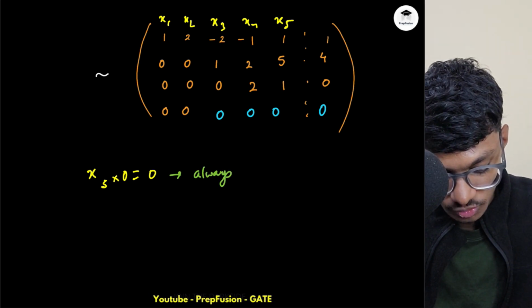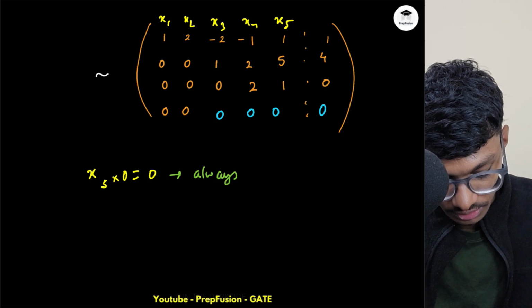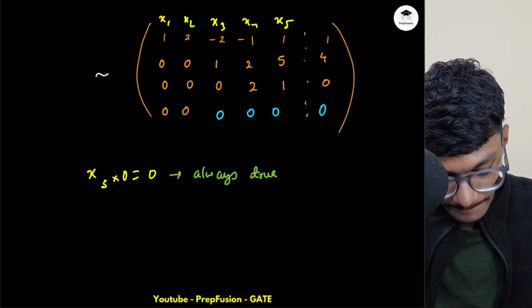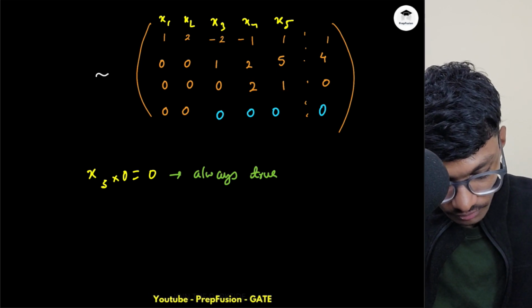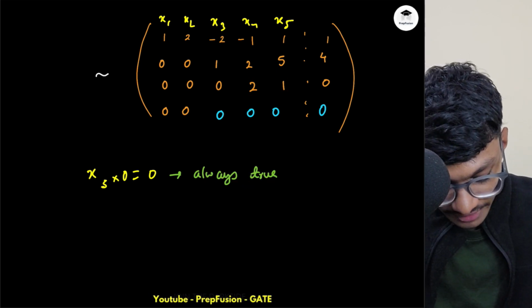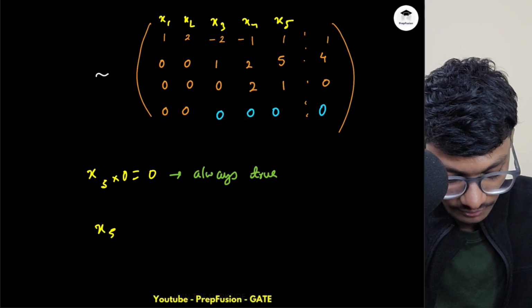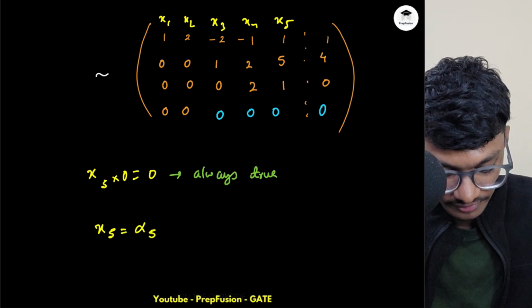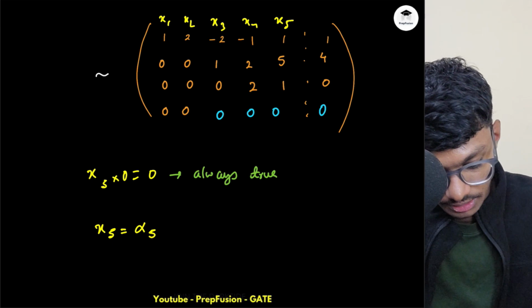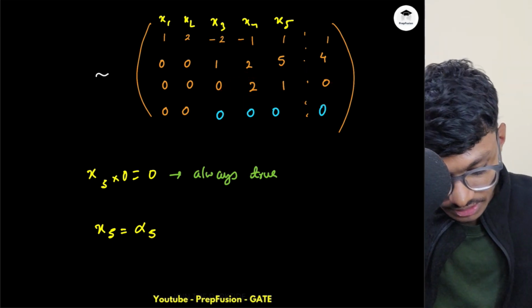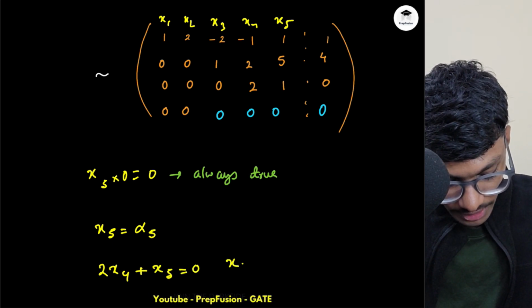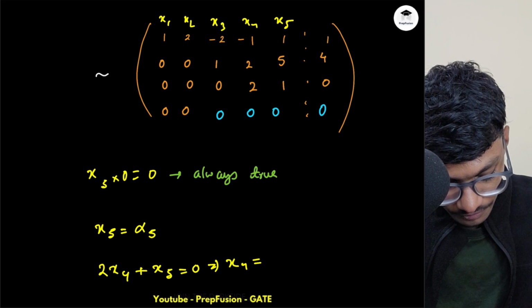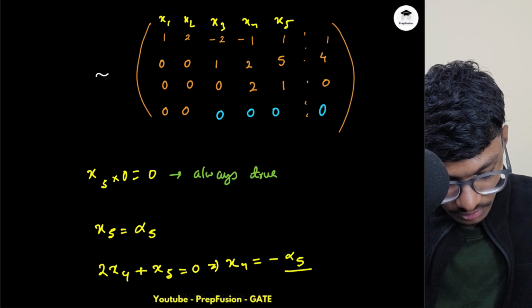Why haven't I chosen x4? I will say in just a second. It is always true, because I can see there is a relation in x4. So I can assume my x5 as, let's say, alpha 5. x5 is some alpha 5. Now let's solve this equation. It states that 2x4 plus x5 equals 0. So my x4 will be equal to minus alpha 5 divided by 2.